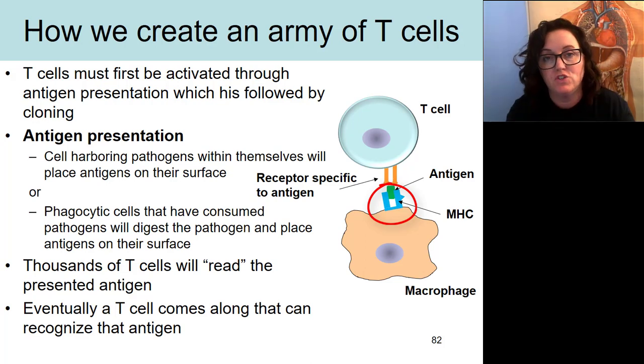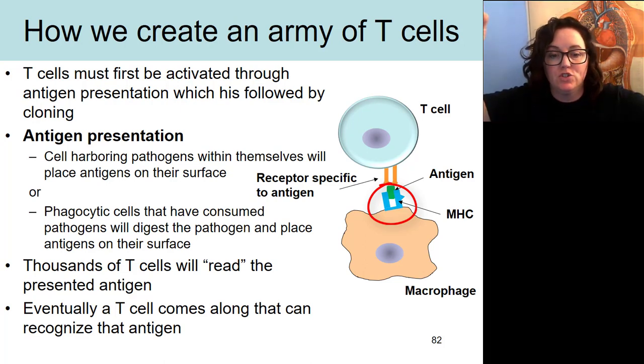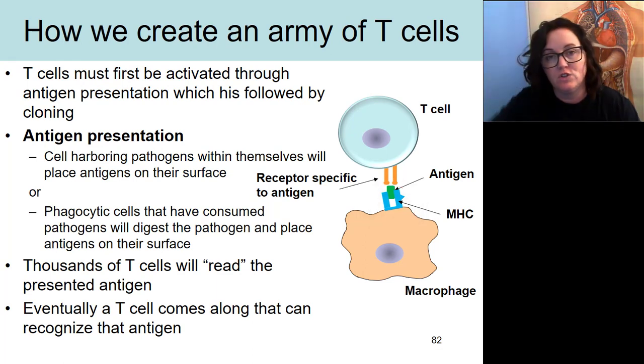So these macrophages and dendritic cells and pathogen-infected cells are floating around in our body fluids, holding out the antigens. And then basically thousands of T cells will come along reading the surface of those antigen-presenting cells. Eventually, a T cell comes along that can recognize that antigen. Once that occurs, we will activate our T cell.